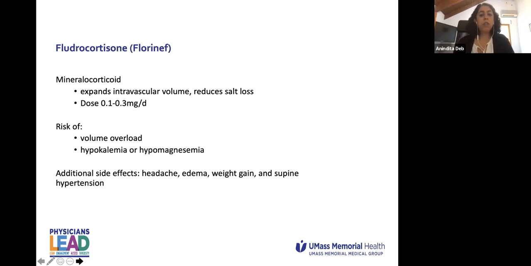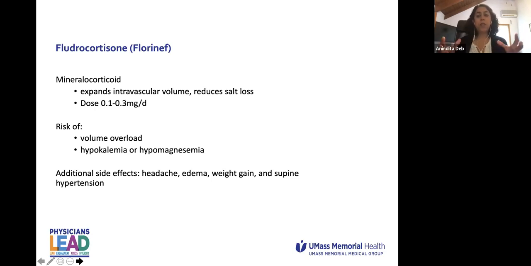So fludrocortisone, the brand name is Florinef. It's a mineralocorticoid. And so what it does, like I mentioned, is it expands intravascular volume, which means that your blood volume increases and reduces salt loss. It's a 0.1 milligram tablet, generally dosed in the morning up to twice a day, up to 0.3 milligrams, so up to 3 tablets a day usually.